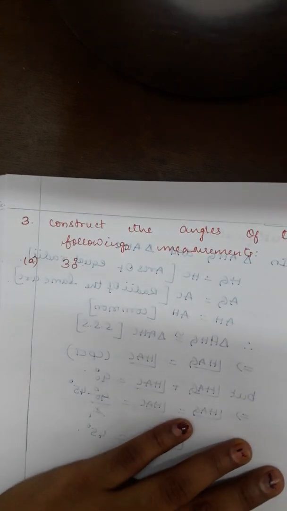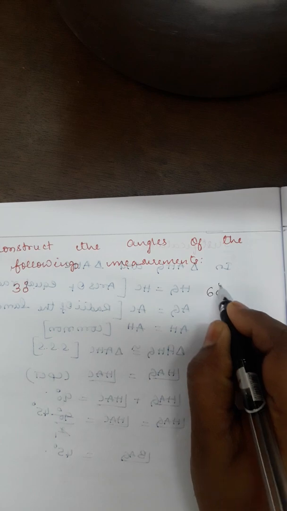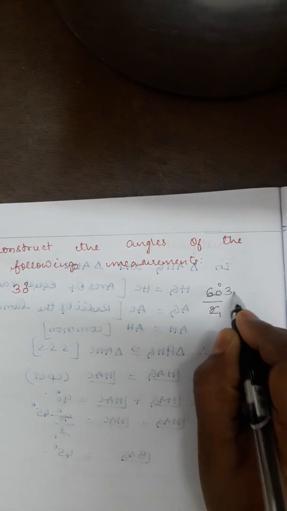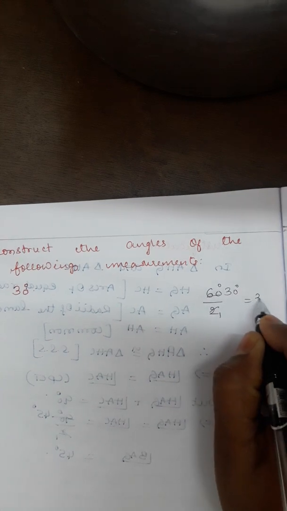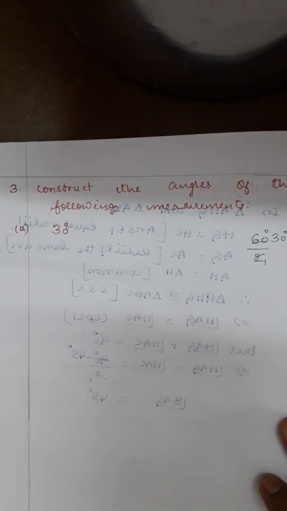How will you be obtaining 30 degree? So half of 60 degree will give you an angle of 30 degree, right? Start with the same step.